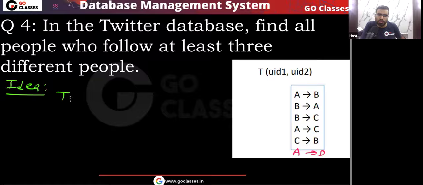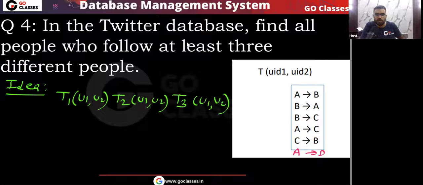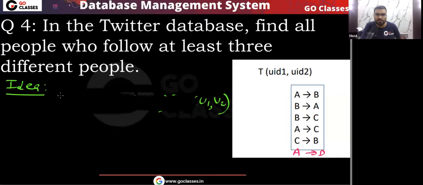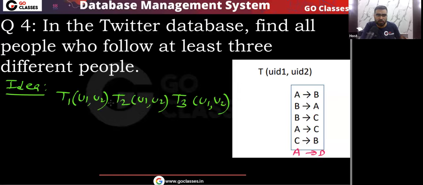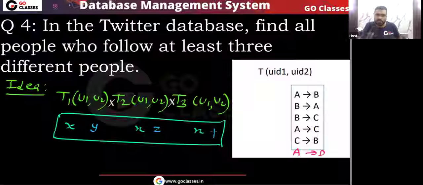Now I need to take three copies of table T. Yes or no? T1, T2, T3. Do you agree with me? I want user 1, user 2, user 1, user 2, user 1, user 2. Okay, yes or no? I want three copies of table T. This is what I want. And I will do their cross product. Yes or no? Now, in this cross product, which type of tuple am I looking for? Please tell me. I want this type of tuple where this X follows at least three different people, Y, Z, P. Yes or no?